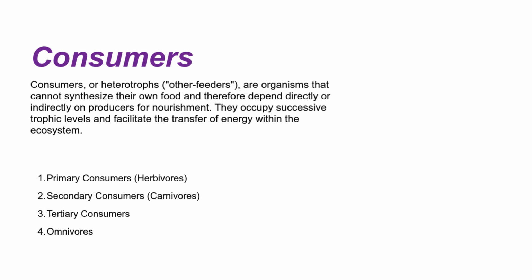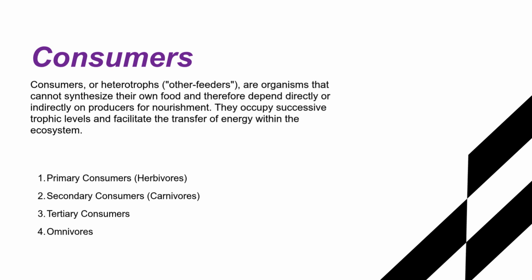Consumers are the organisms that cannot synthesize their own food, and they directly or indirectly depend on producers for nourishment. They occupy different successive trophic levels and facilitate the transfer of energy. Based on this, they have been classified into primary consumers, secondary consumers, tertiary consumers, and omnivores.